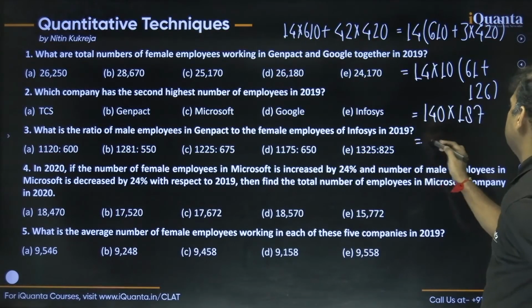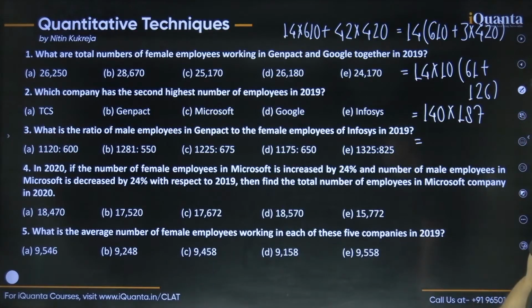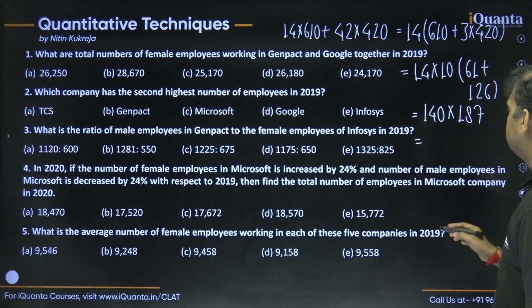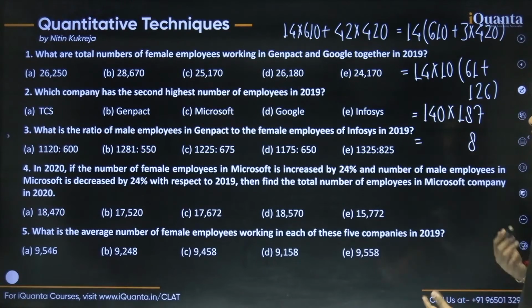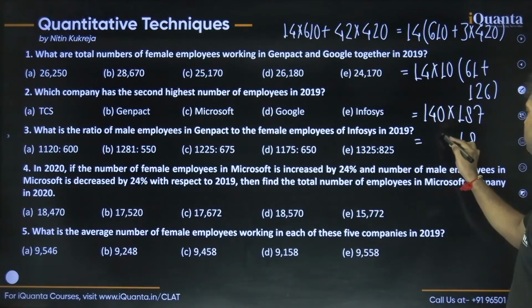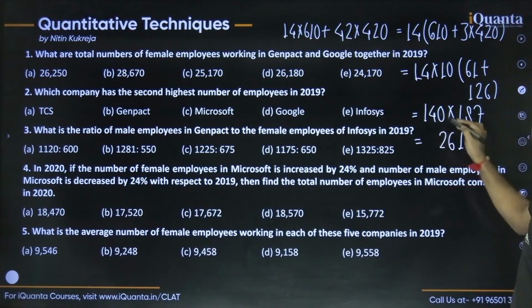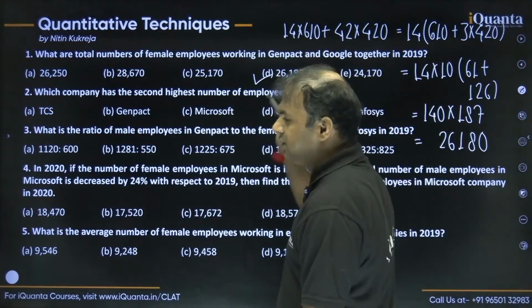So 187 into 140. Now you can do the multiplication, you can multiply by 14. That will be easy actually. For example, 14 7s is 98, right? 14 7s is 98, carry is 9. 14 8s is how much? 112. 112 and 9 makes us 121, right? Carry is 12. 14 1s is 14, and 12 is 26, and one more 0 because of this. So 26180, which gives us option number D over here, right?